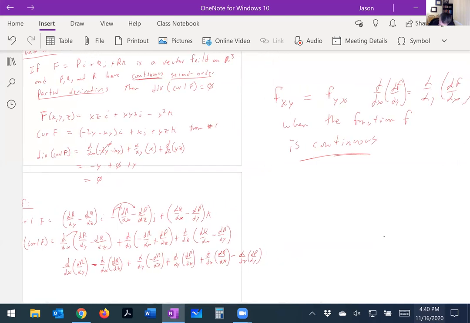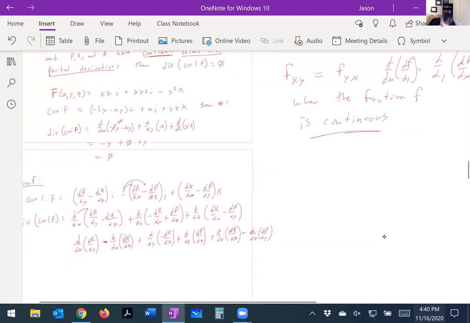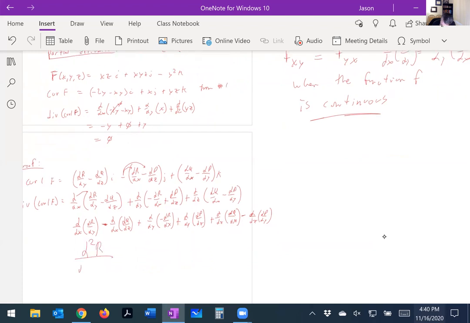Going back here, these are all going to cancel, right? So taking the second partial of r with respect to x with respect to y, minus the second partial of q with respect to x with respect to z, minus the second partial of r with respect to y with respect to x. These are going to be the same thing. They're going to cancel out.